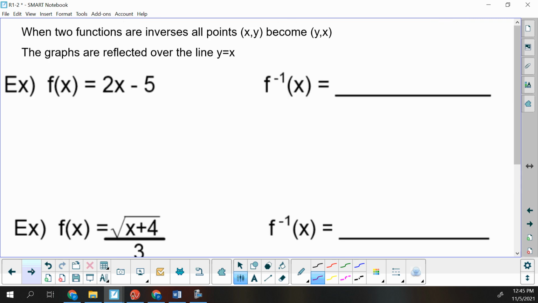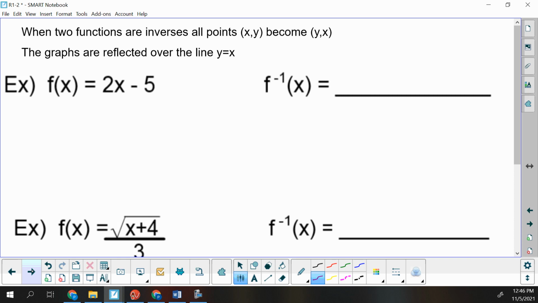All right, if you could flip over to the next page, page 8, we're going to start by looking at inverses, and make sure to have your calculators out as well. We'll be using those a decent amount today. So when two functions are inverses, it means if (x, y) is on the graph of one, (y, x) would be on the graph of the other. So the points are flipped, and that's true of all the points. Graphically, what happens is it's reflected over the line y equals x.